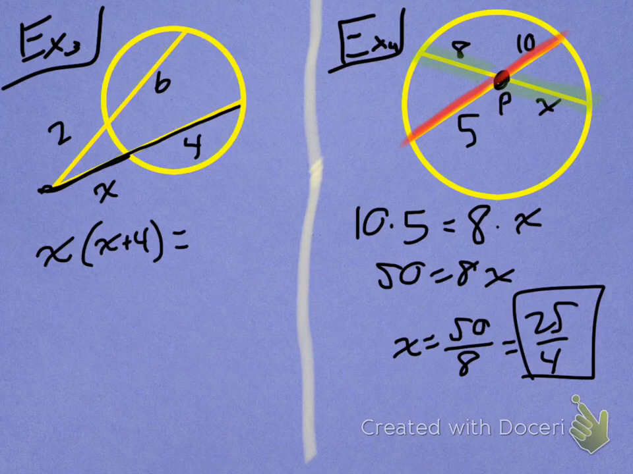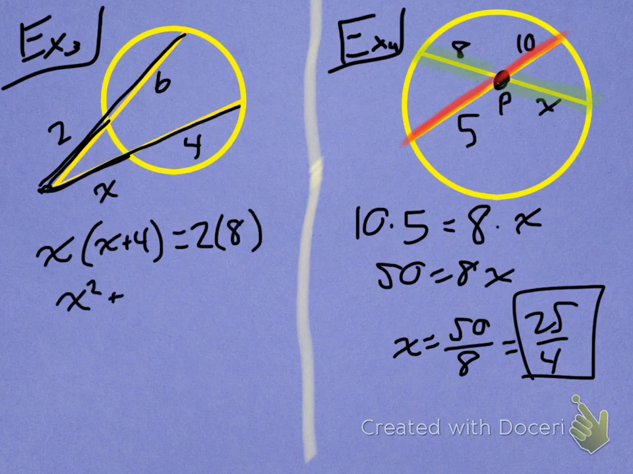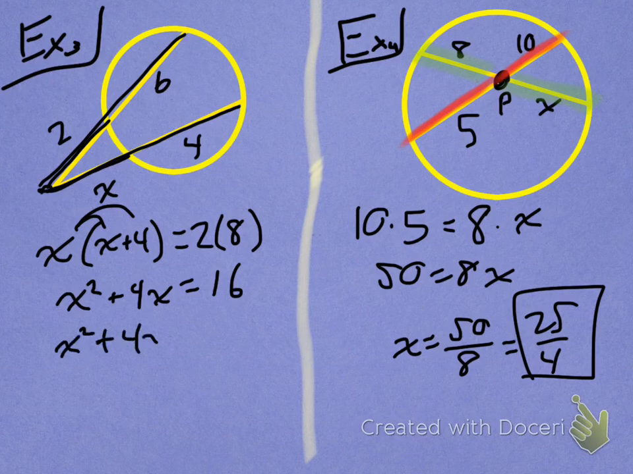Equals, top path now, length of 2, times a length of 2 plus 6, which is 8. So we end up with x squared plus 4x, right? We distribute through. X squared plus 4x equals 16. Subtract 16 from both sides because we're going to have to use quadratic formula, it looks like. This is not factorable, so you'd have to use quadratic formula, which I'll write in the middle here.